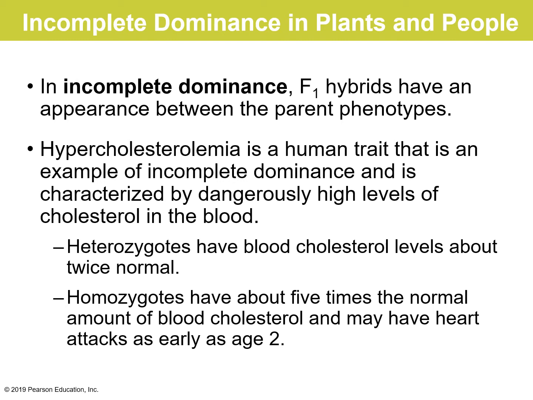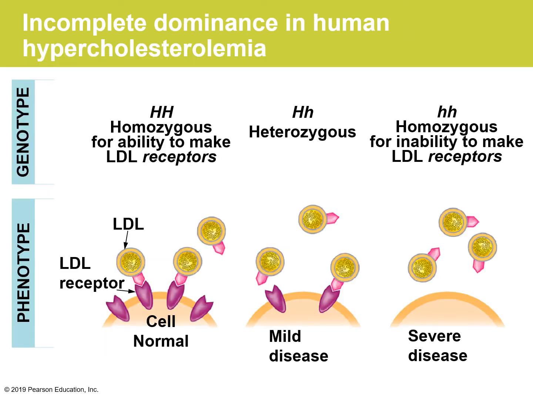This happens because the receptors that transport cholesterol are reduced or totally missing. Heterozygotes have about half the number of receptors to transport cholesterol, and therefore their blood cholesterol level is about twice as normal, while homozygotes for this disease have a total lack of receptors and about 5 times the normal amount of blood cholesterol, and this could cause a heart attack in even a child who's only 2 years of age. This figure explains the incomplete dominance in human hypercholesterolemia.